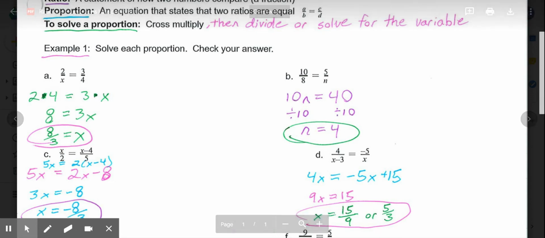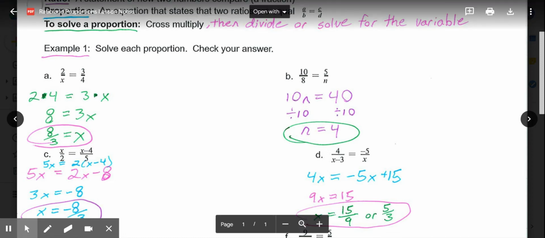In B, 10 over 8 equals 5 over n. So we're trying to figure out what n is. So we're going to cross multiply 10 times n and 5 times 8. So 10n equals 40. Then, to solve for a variable, divide both sides by 10, and n would equal 4.